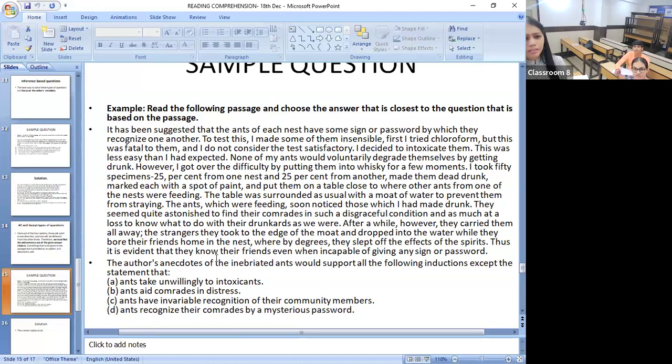Because in the second sentence, if we start to test this and make some of them insensible, let's go with your line. I made some of them insensible. What does this mean? He intoxicated them. He gave them some kind of drugs. So they were not willing to do intoxicants. What is written in sentence A? They are unwilling to intoxicate. So definitely not B.